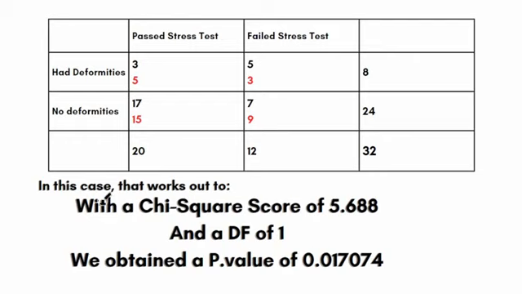Now, with a chi-square score of 5.688 and a degrees of freedom of 1, I will get that word in a second.